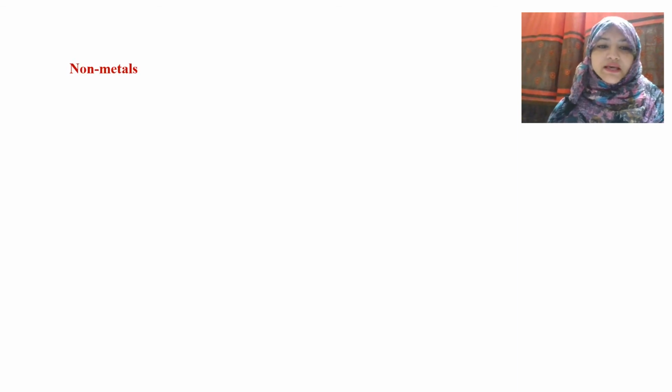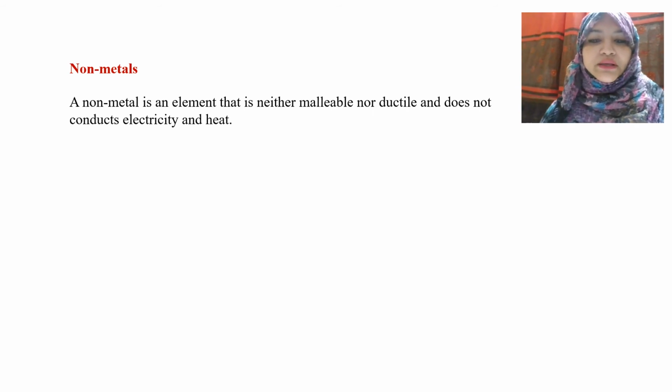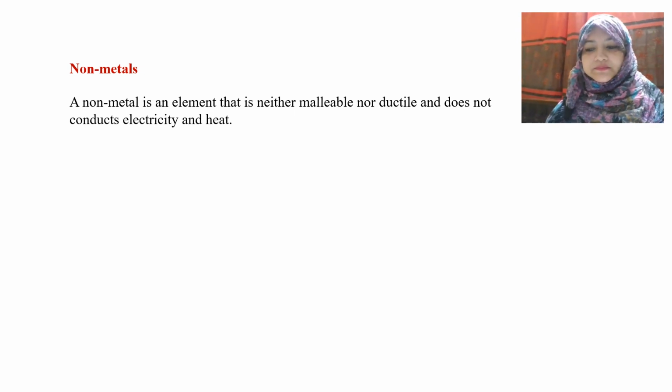And now let's go on to non-metals, another branch of our elements. Non-metal is just the opposite of metals. We can simply define non-metals as the elements that don't show any metallic properties. That means we can define a non-metal as an element that is neither malleable nor ductile and doesn't conduct electricity and heat.